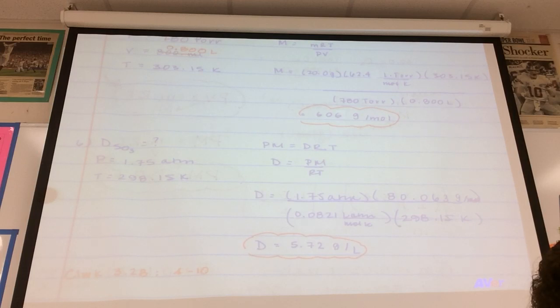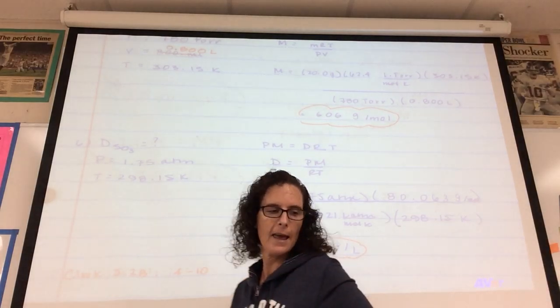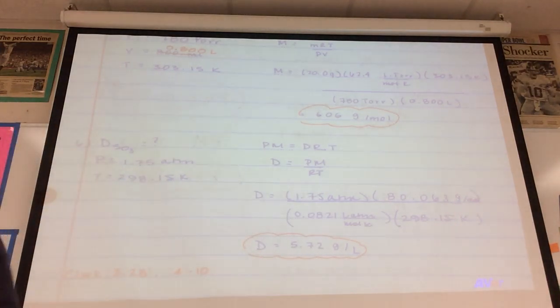Questions here? All right, so ideal gas law, PV is equal to nRT. And again, you pick R based on the units for pressure.